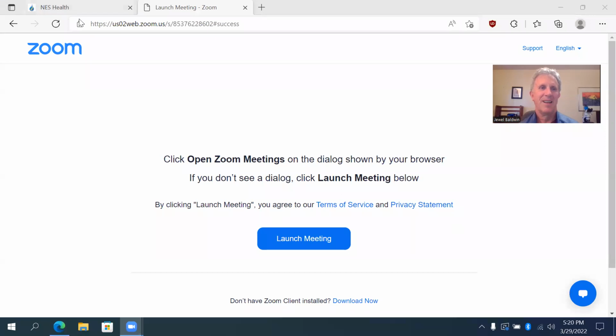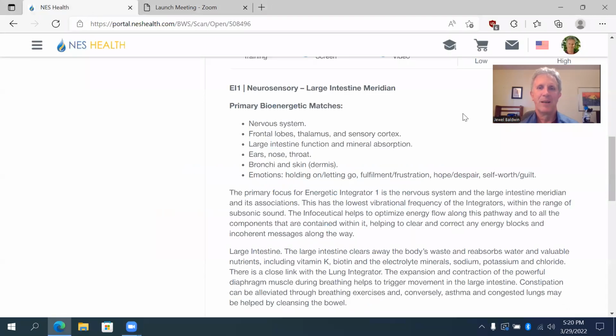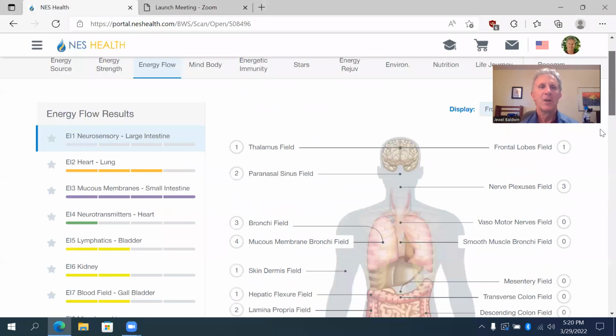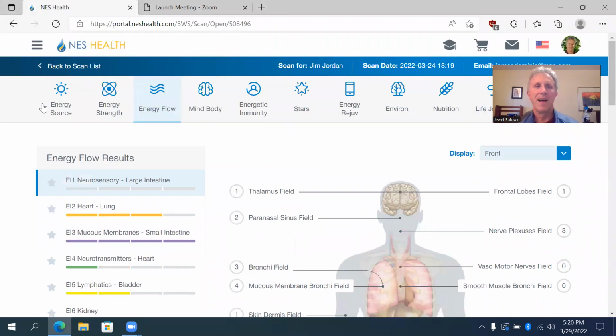So let me share screen here, and there we go. Okay, so we're looking at, as you can see at the top of the page here, there's these icons. And these icons are pages on the NES scan. So this is where all the data is uploaded from your scan.